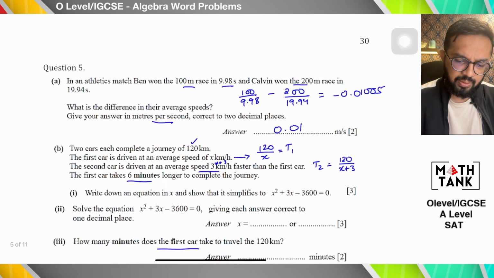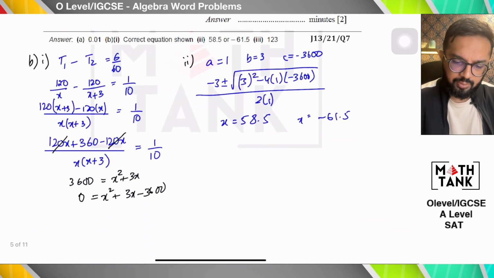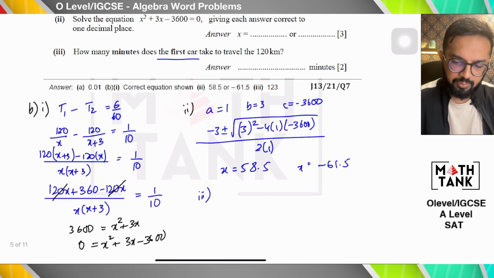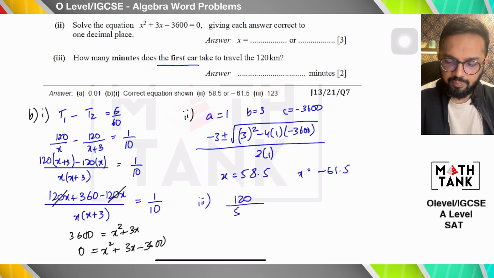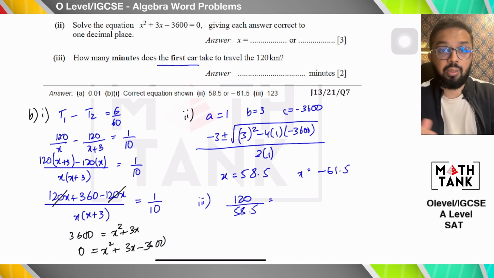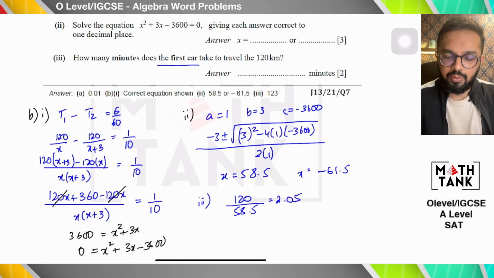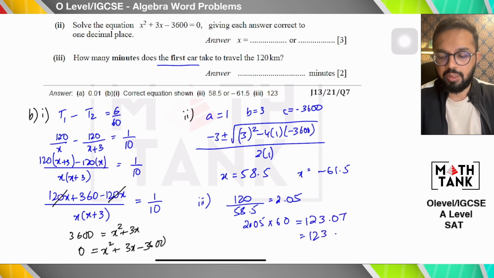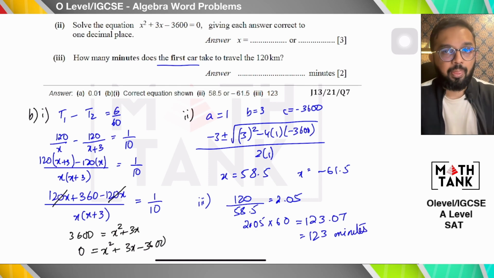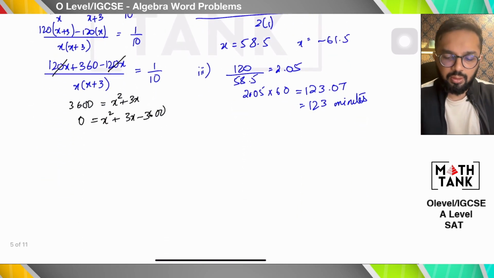How many minutes does the first car take to travel the 120 kilometers? First car. So that was 120 divided by X, right? So how many minutes? I'm going to say that 120 divided by 58.5. I need to convert that into minutes as well. 2.05. Okay, so 2.05 multiplied by 60 gives me 123.07. That's 123 minutes.